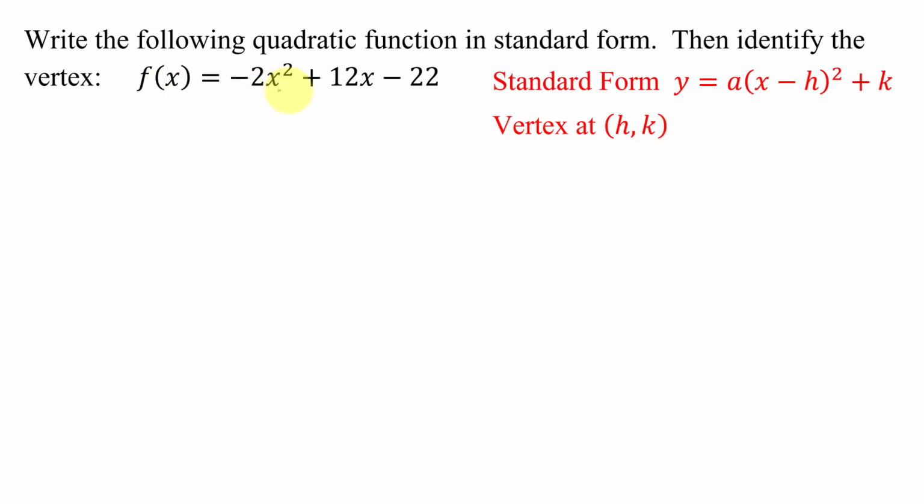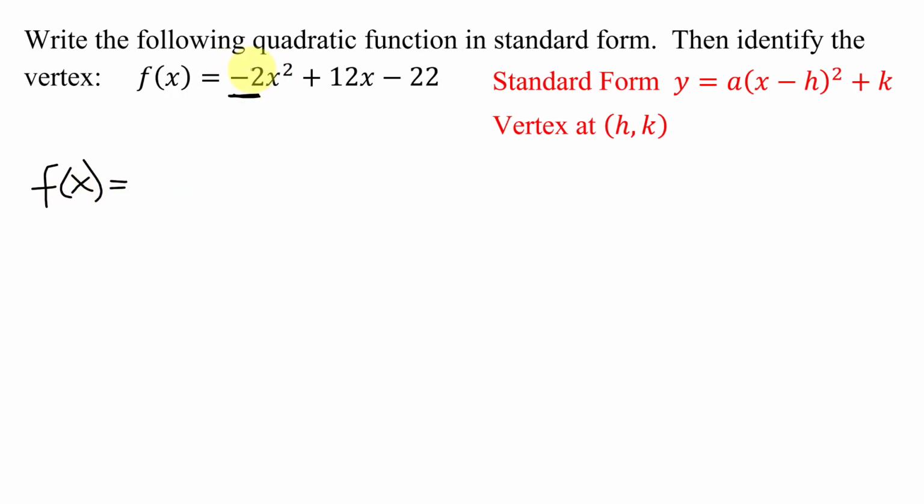Now, to write this equation in standard form, I'm going to have to complete the square on this expression. And to complete the square, we want the leading coefficient on the squared term to be positive 1. It's not in this case. So there are several different ways to proceed.